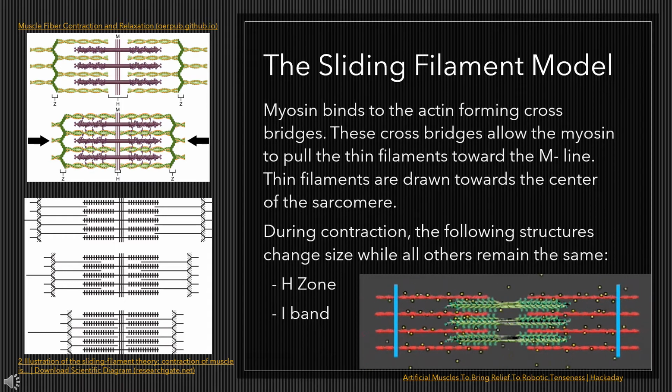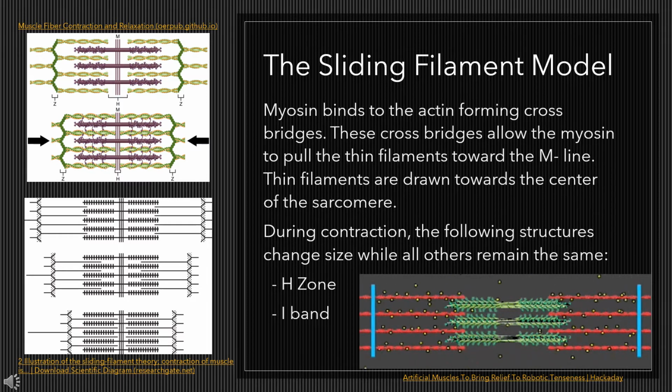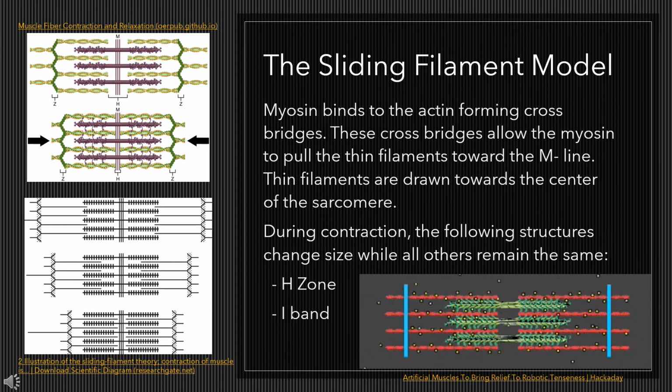In order for a muscle to contract, the sarcomere must shorten in response to a signal from the nervous system. The thick and thin filaments will slide past each other in order to shorten the sarcomere. Many sarcomeres are also shortened as well, which results in the muscle contracting. The process of filaments sliding past each other in order to shorten the sarcomere is known as the sliding filament model.